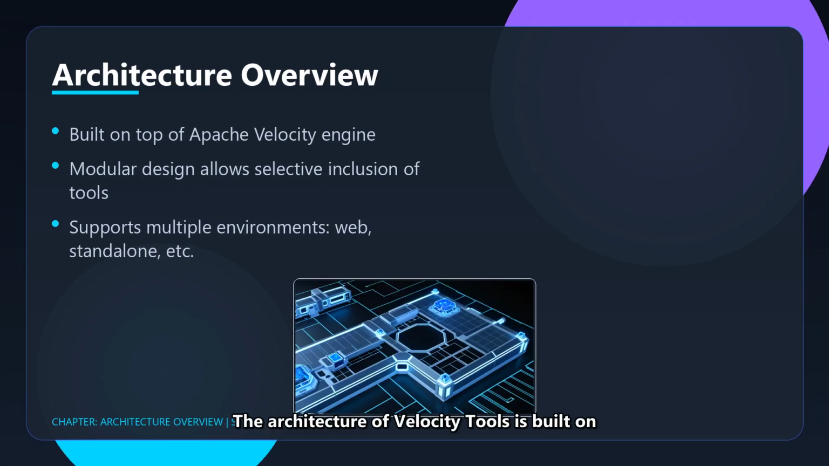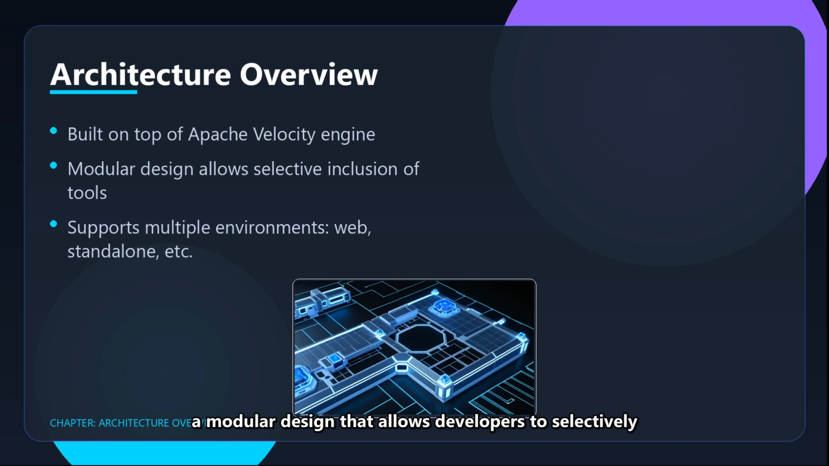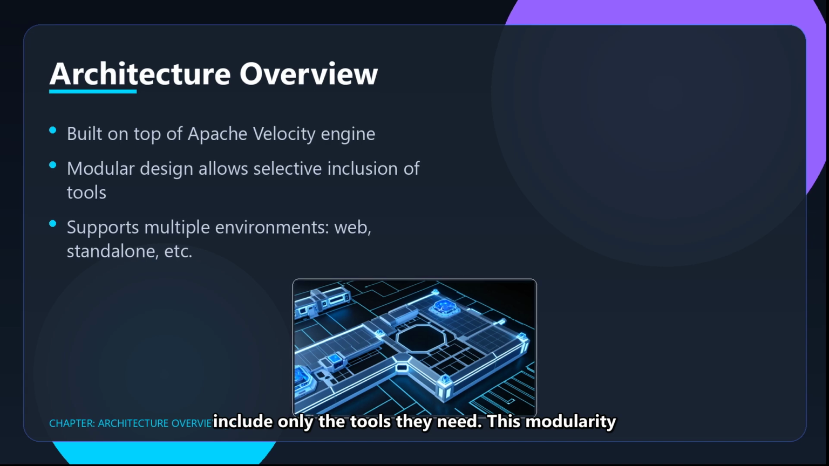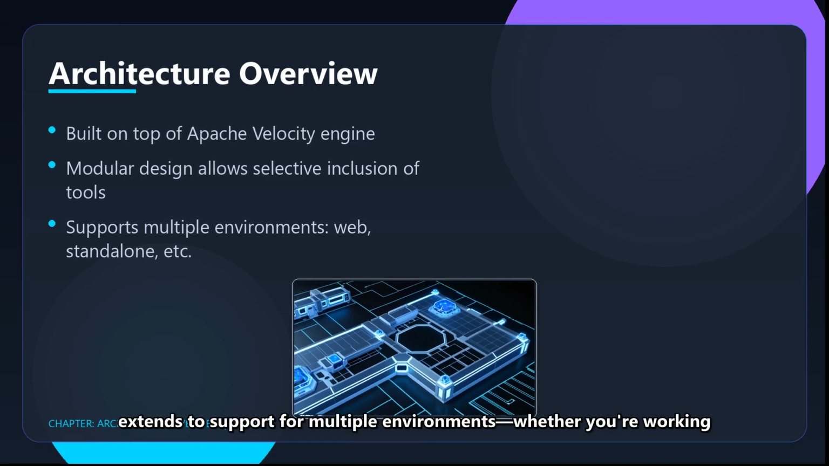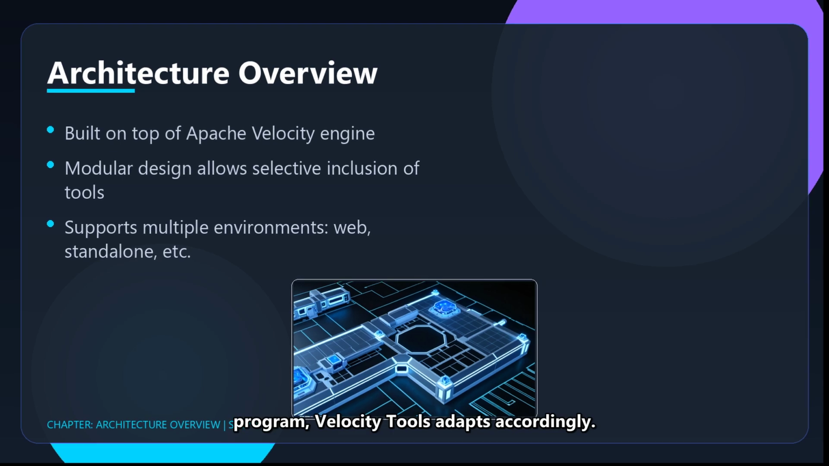The architecture of Velocity Tools is built on top of the Apache Velocity engine. It features a modular design that allows developers to selectively include only the tools they need. This modularity extends to support for multiple environments. Whether you're working in a web application or a standalone Java program, Velocity Tools adapts accordingly.